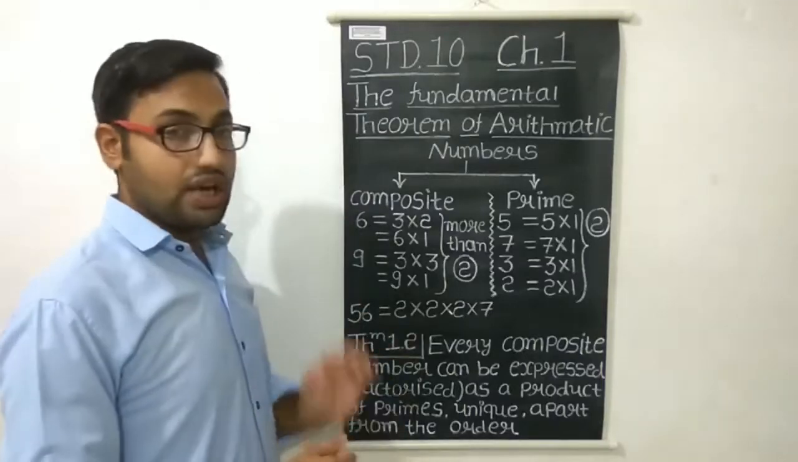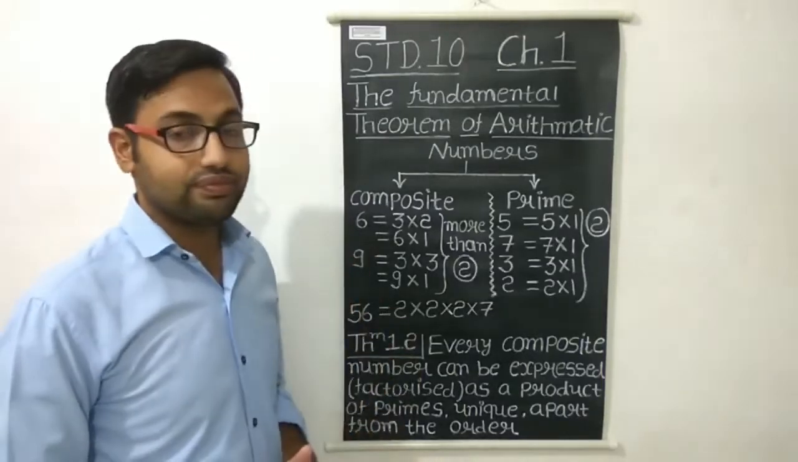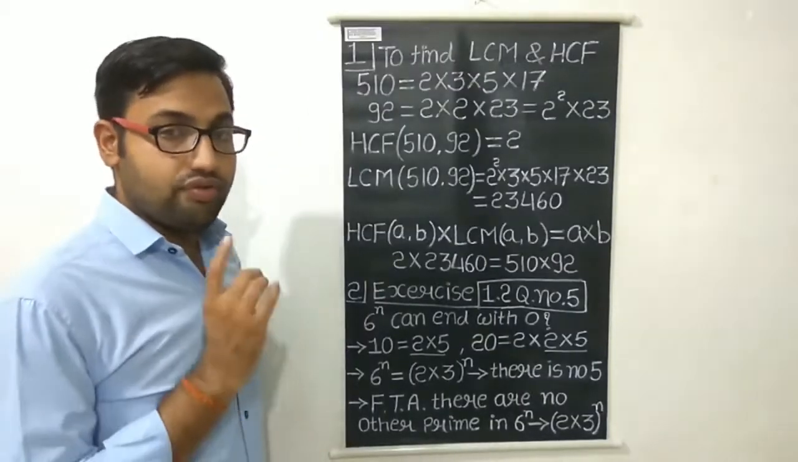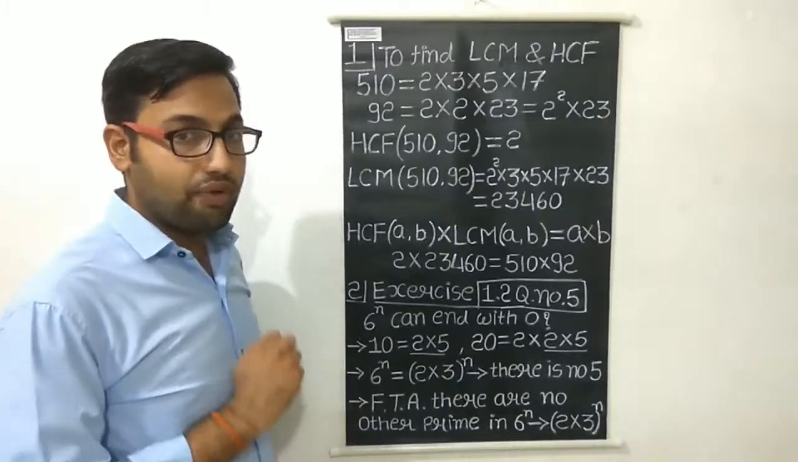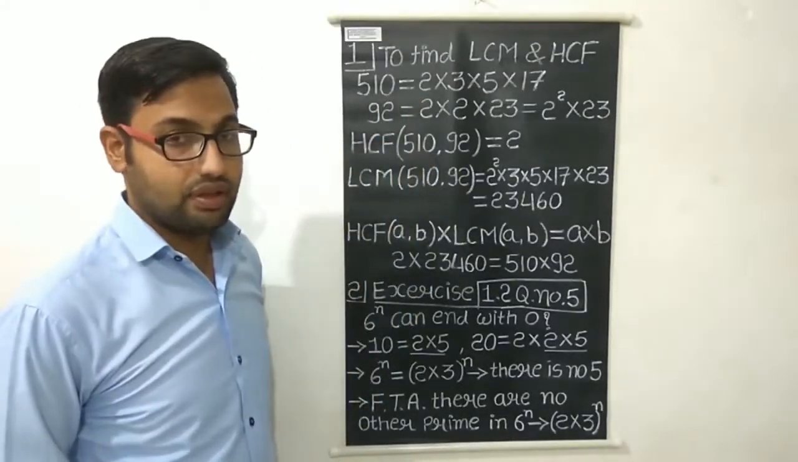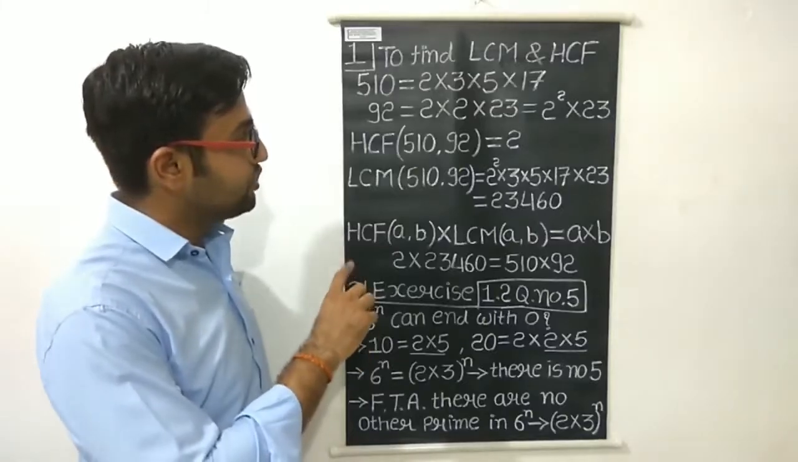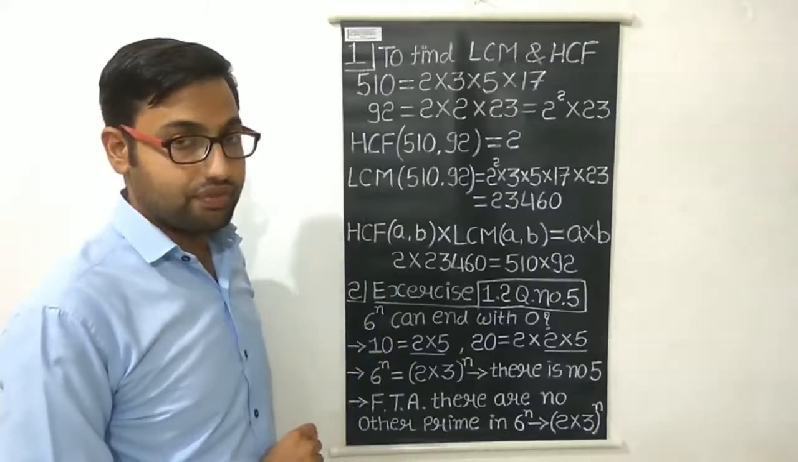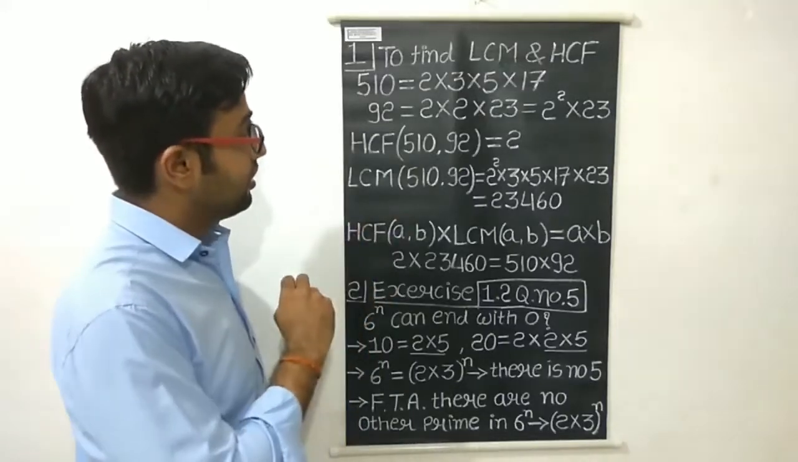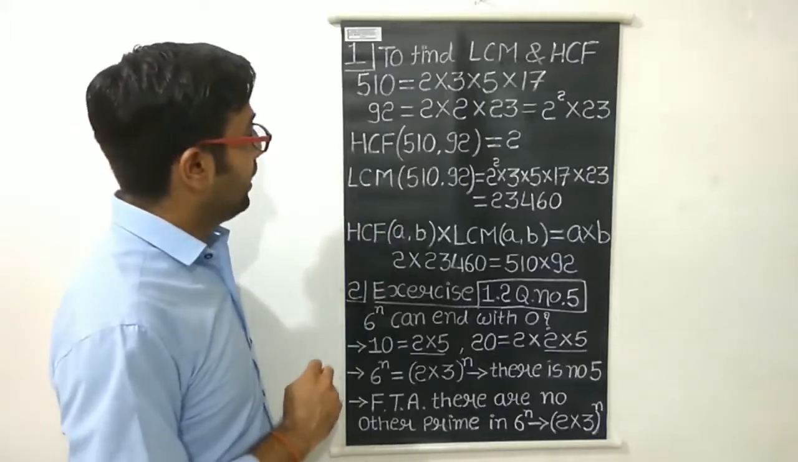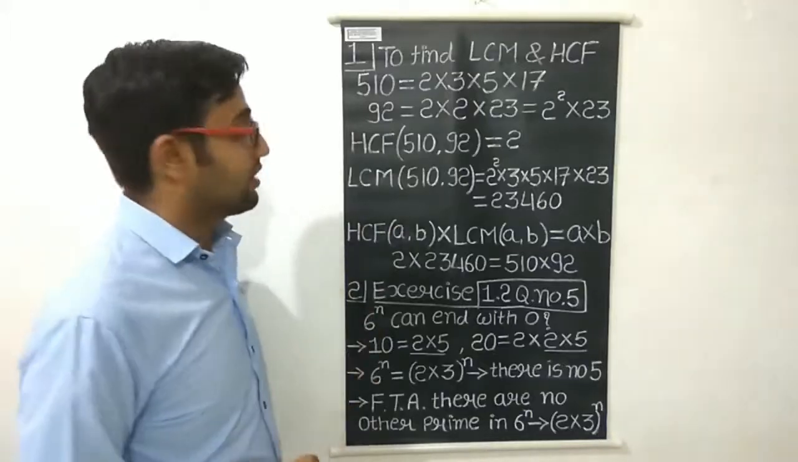Now we will study the application of this theorem. So what is the first application? The first application of the fundamental theorem of arithmetic is to find the LCM and HCF. LCM stands for least common multiple and HCF is the highest common factor. To find both of these, we can use the fundamental theorem of arithmetic. Let us take an example and understand this.